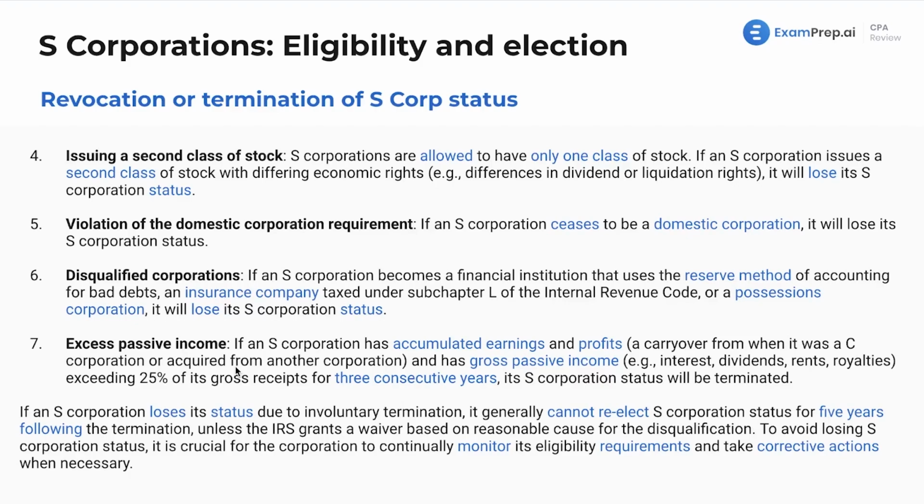with little tax. Now, if an S Corporation loses its status due to involuntary termination, it generally cannot re-elect S Corporation status for 5 years following the termination, unless the IRS grants a waiver based on reasonable cause for the disqualification. In order to avoid losing the S Corporation status, it's going to be crucial for the corporation to continually monitor its eligibility requirements and take corrective actions when necessary.